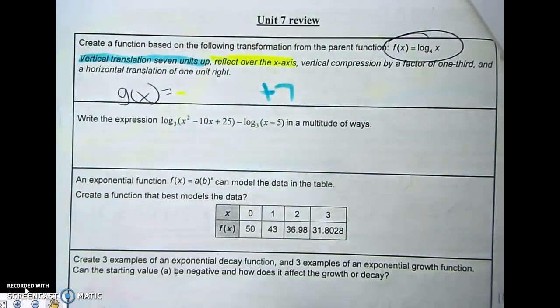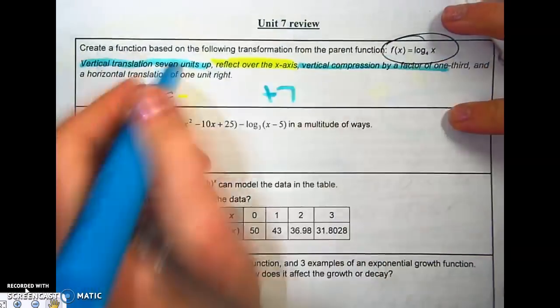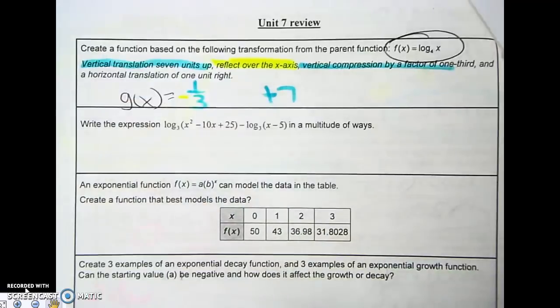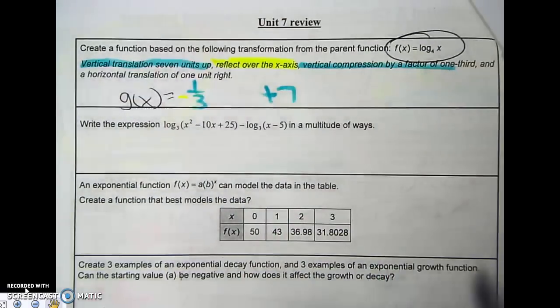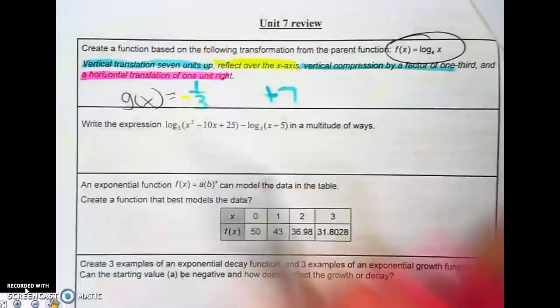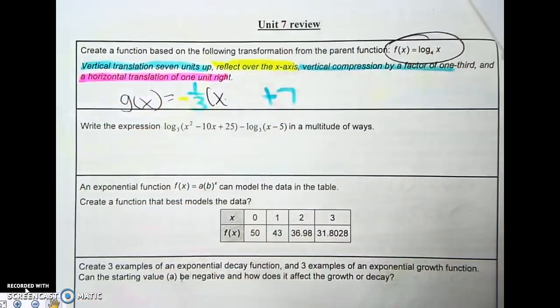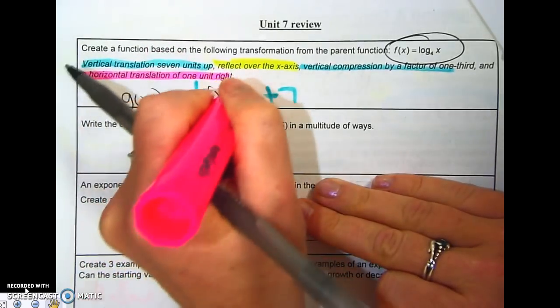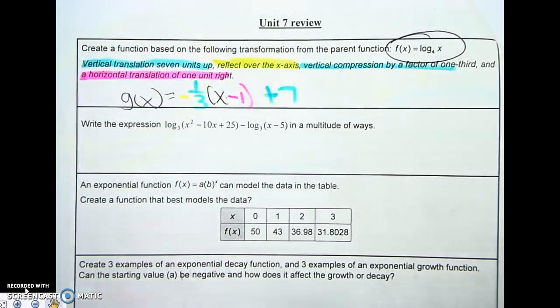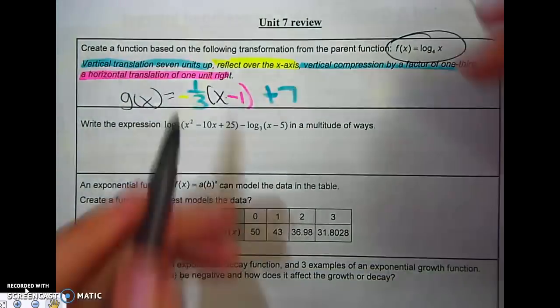Vertical compression by a factor of 1/3, so vertical is a straight shooter. And then a horizontal translation, 1 unit right. Right really means left. Okay. Now, oopsies, here I am doing that.